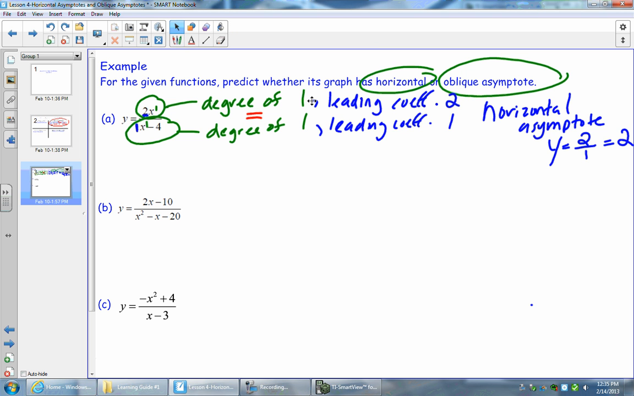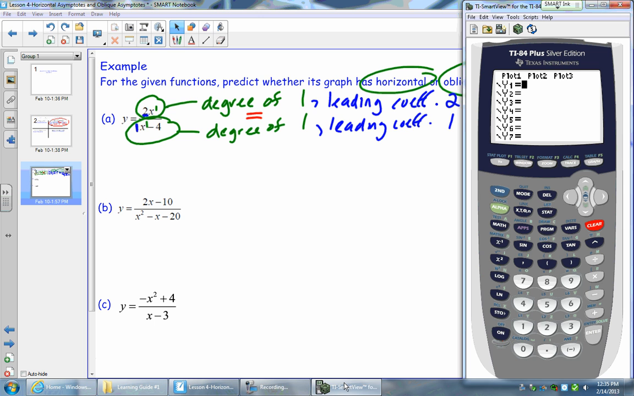To verify this behavior, stick it into your calculator. So you're going to stick the original function into the calculator. So it's brackets 2x over brackets x minus 4. Once you have that in there, you have to make sure that you have brackets surrounding the numerator and your denominator so your calculator does not get confused. So we're going to use a Zoom 6 standard here. And there you go. We have a rational function graph.